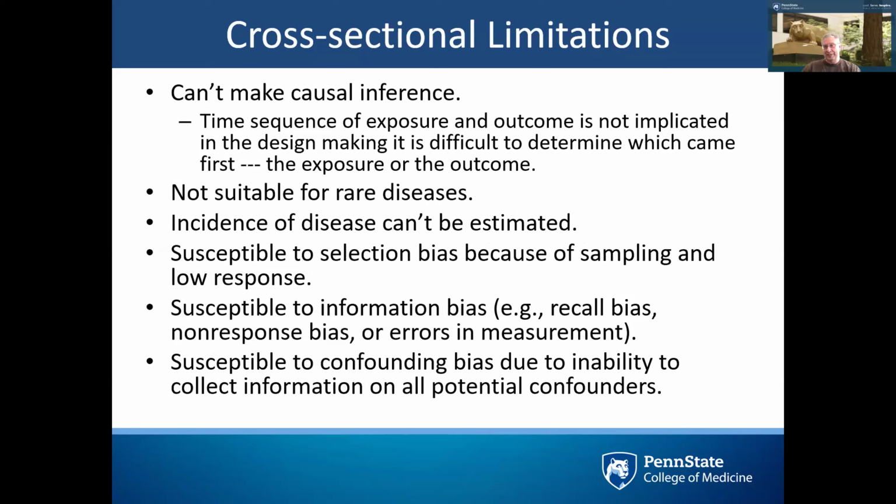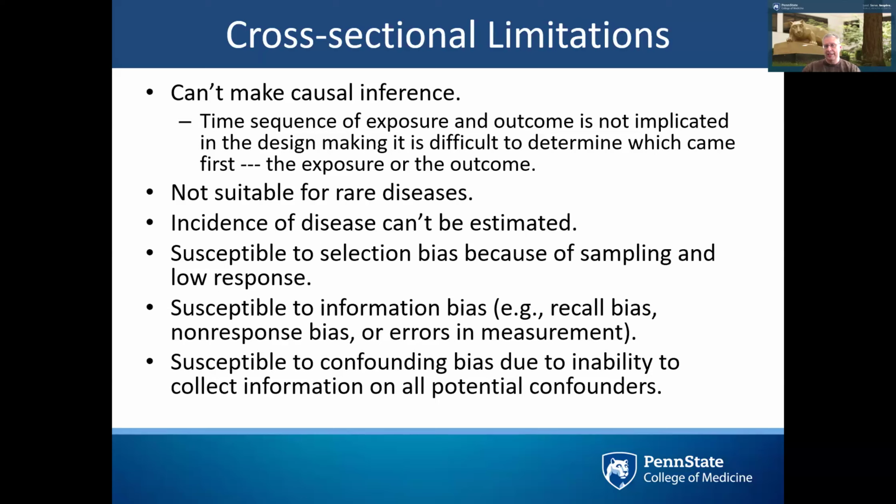They're not suitable for rare diseases. Back to my example of going in and seeing all patients in a month. If it's a rare disease, you go in there, it's possible you have nobody that has that disease in that short period of time or that one pool. So you don't want to use a cross-sectional study if the disease you're researching is rare. You can't estimate incidence, at least not easily. Again, because it's not a function of time normally. It's just at one point in time, you're looking at prevalence, not incidence.